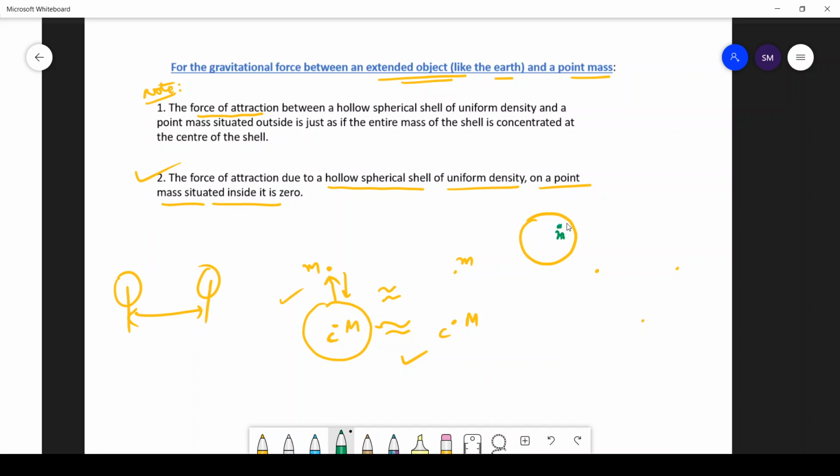If the mass is inside, there is no force acting on it, because the shell has a lot of particles, and all the particles are pulling this mass. So these forces will cancel out each other. We resolve their components along the x-axis and y-axis, and adding all the forces, we find that the net force on this particle inside the hollow spherical shell is 0. So the net force of attraction is 0. Students, these are the two important conclusions.